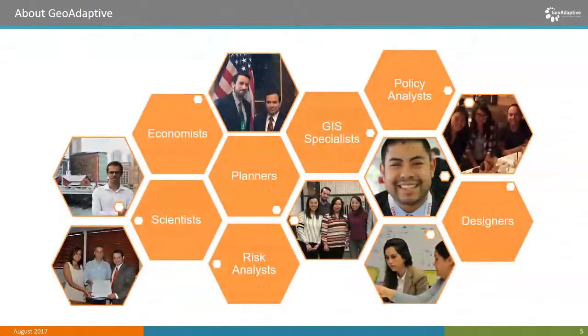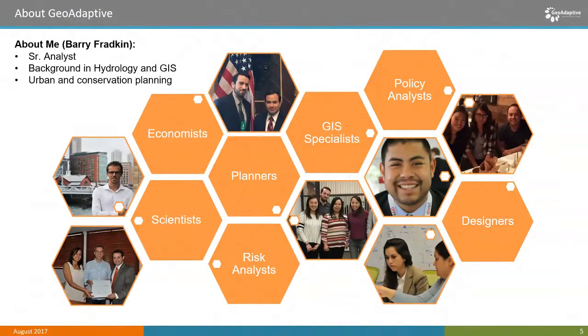Our team is composed of a variety of different backgrounds. My background is actually environmental science with a focus on hydrologic modeling and GIS. I've also worked for regional planning agencies doing more urban-focused work. And since I've been with the company here, I've been working on economic development, urban growth projections, land use analysis, and hazard modeling to help support projects in the US and primarily in Latin America and the Caribbean as well.